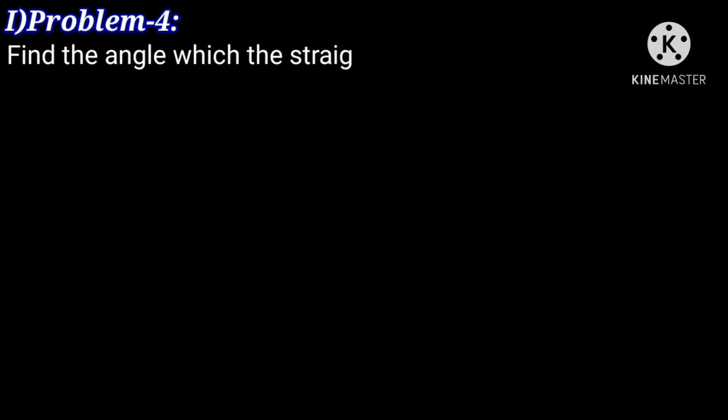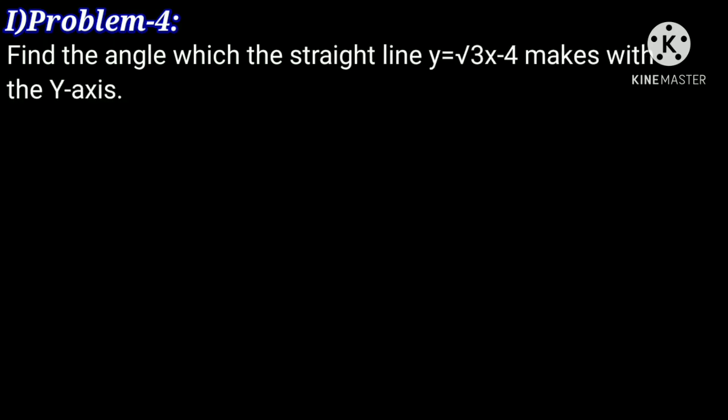Section 1, problem number 4. Find the angle which the straight line y equal to root 3 x minus 4 makes with the y-axis. This is our given problem. In this problem, we have to find the angle which the given straight line makes with the y-axis. Now, we have to solve the problem.